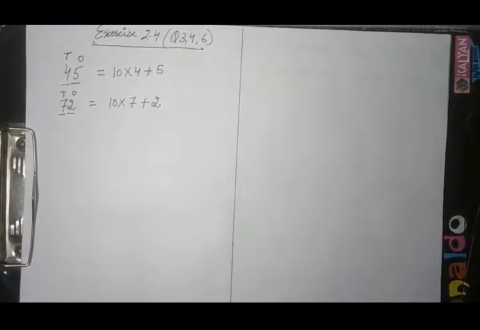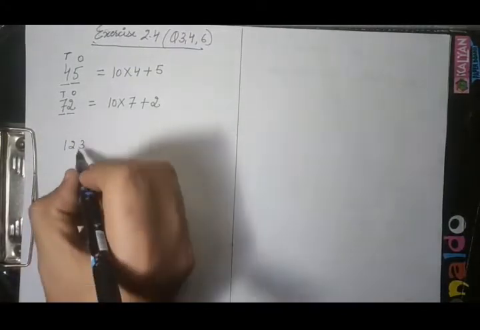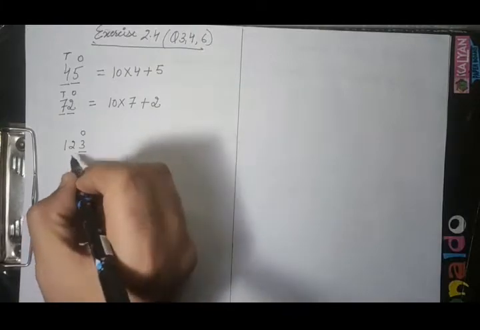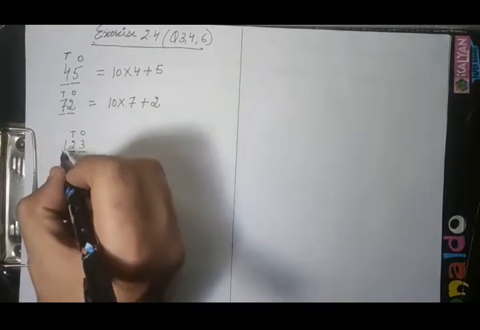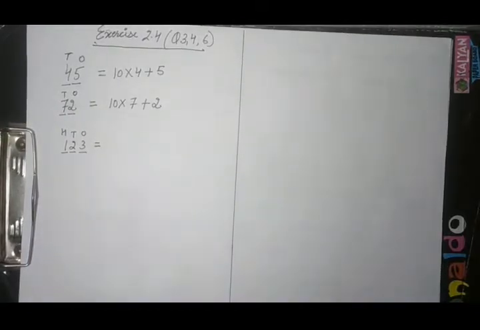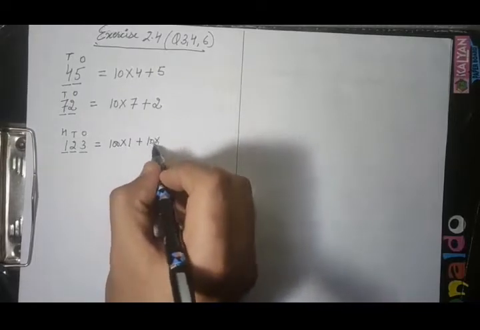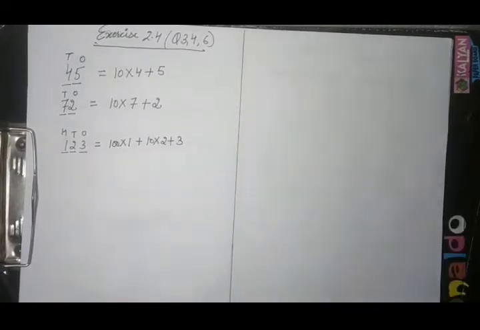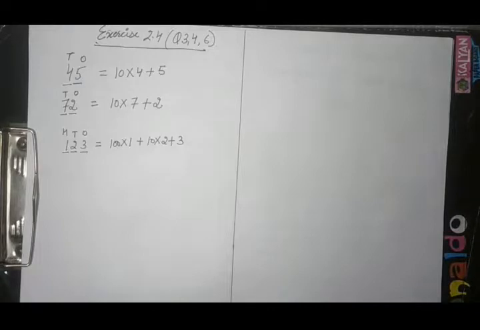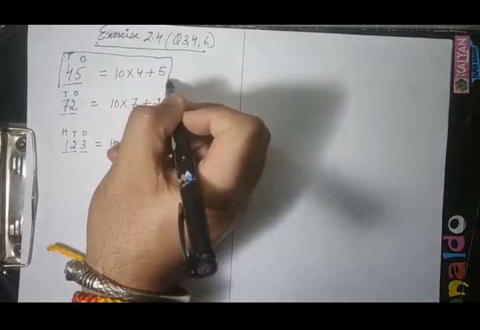And if we take a 3 digit number, for example 123, this is 1's place digit, this is 10's place digit and this is 100's place digit. So if we write the expanded form of this, 100 into 1 plus 10 into 2 plus 3. So like this we can write expanded form of different numbers. Here in question number 3 and 4 we will talk about the 2-digit number only.